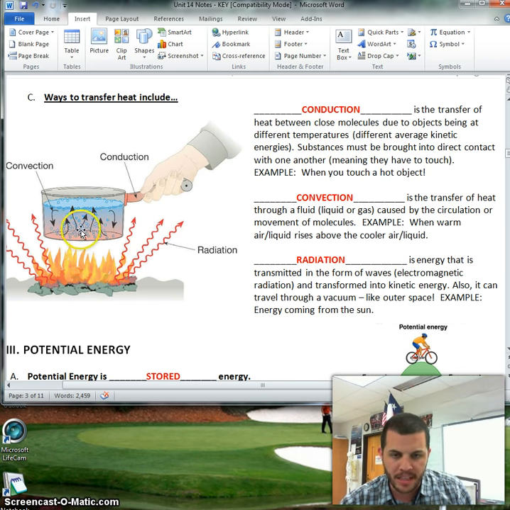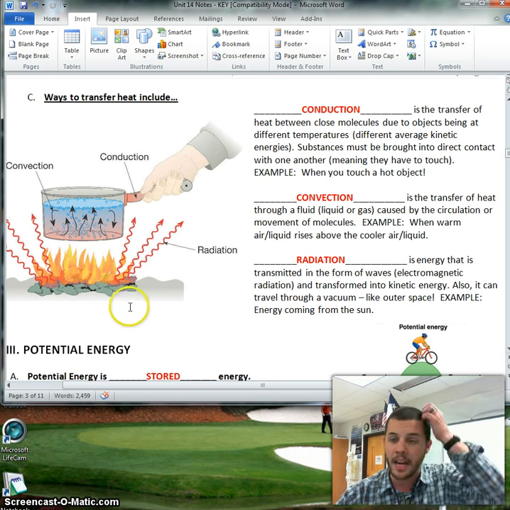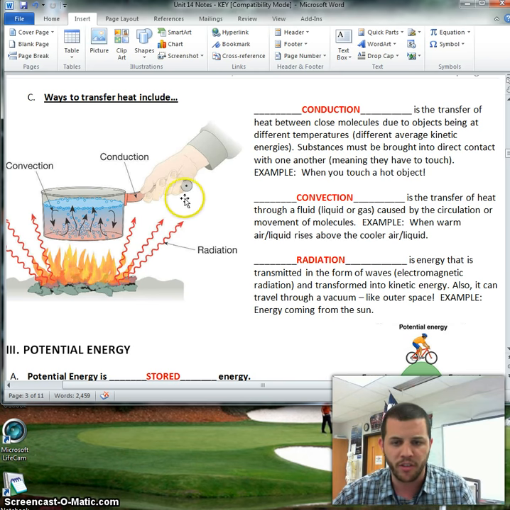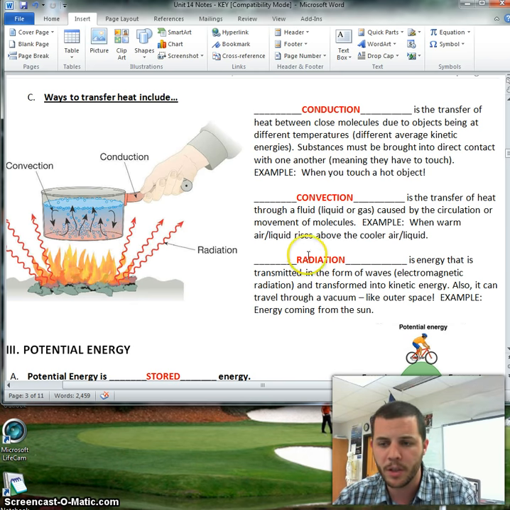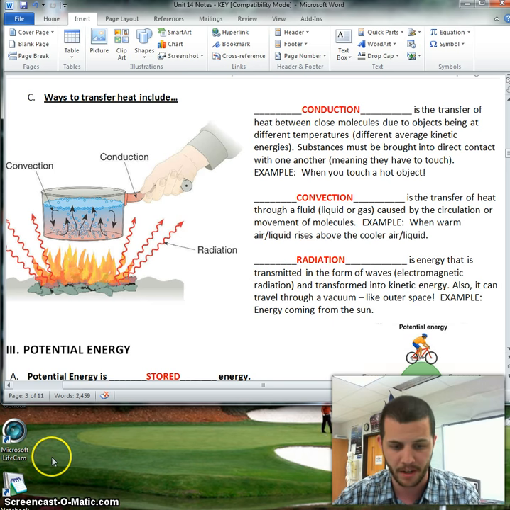Convection would be this example right here. Convection is where you have a transfer of heat through a fluid, either a liquid or a gas. This can be caused by the circulation or movement of molecules. A good example of this is when warm air rises or cool air appears to fall in a room. We can also experience radiation, which is energy that's transmitted in the form of waves. That's going to be like energy of the sun.